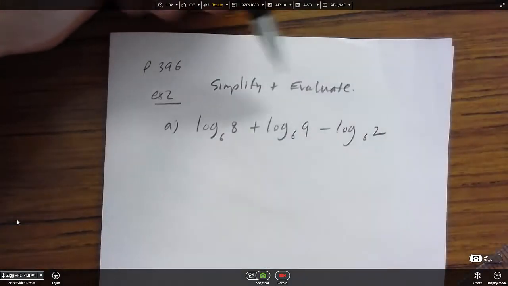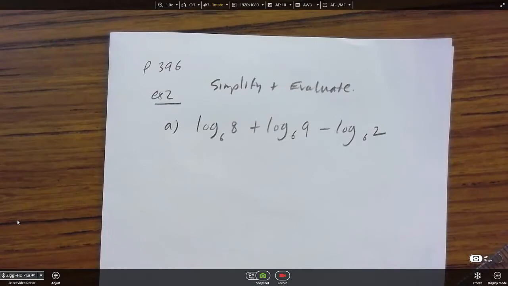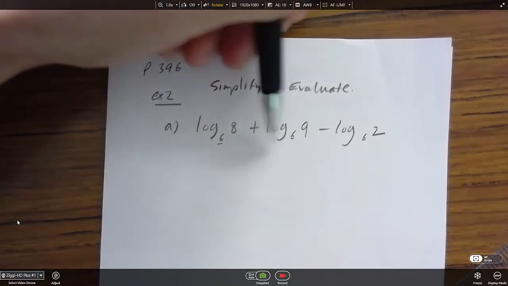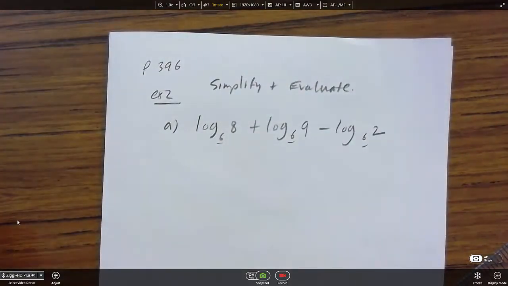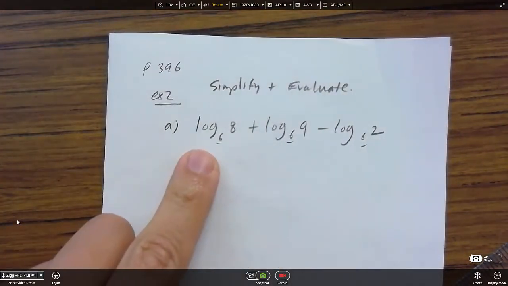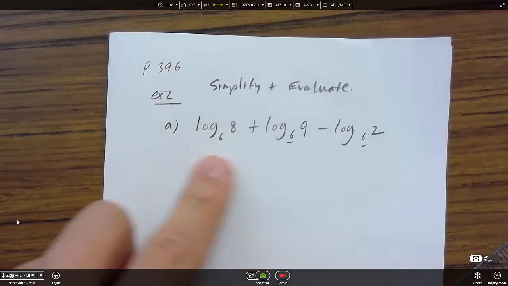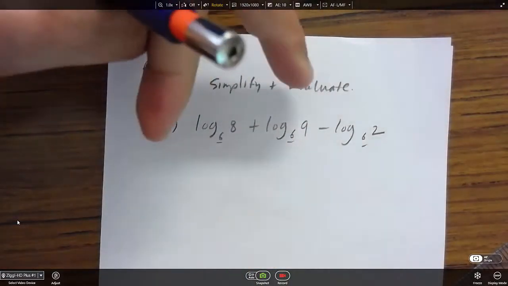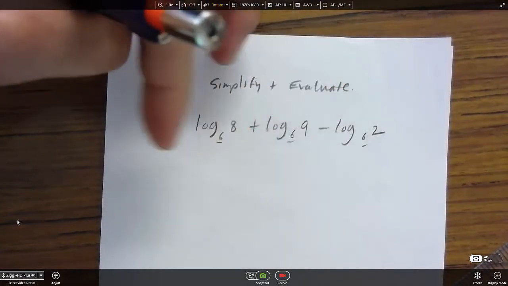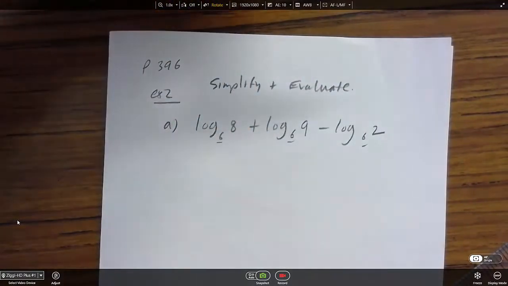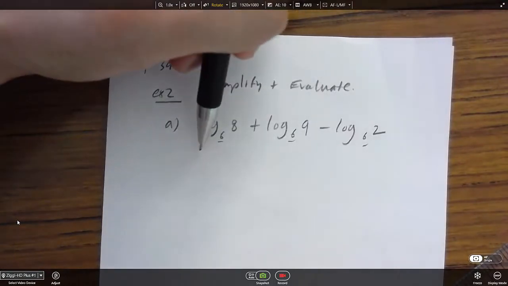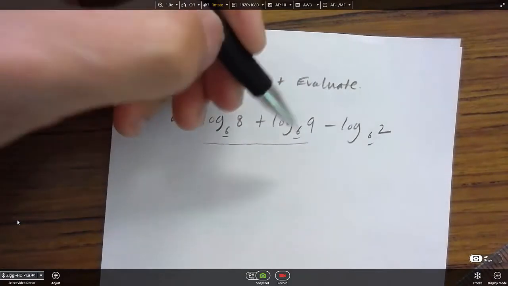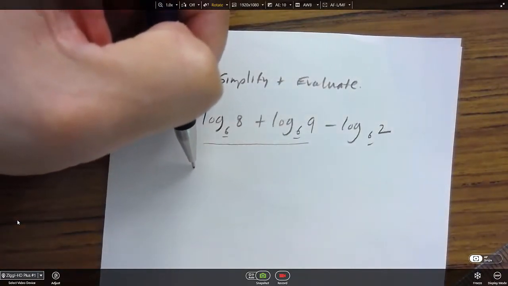Okay, we're going to simplify and evaluate this question here on page 396, example 2, and we have logs. And notice how these are the same bases. The fact that they're the same bases means that we can actually use log rules. And in this case, we're dealing with a plus sign, minus sign. Really, when you're adding and subtracting, you can move these 3 terms around since addition and subtraction are commutative. But right now, I'm just going to go left to right. I'm just going to focus on these first 2. So I see a plus sign here, and so I'm going to combine it.